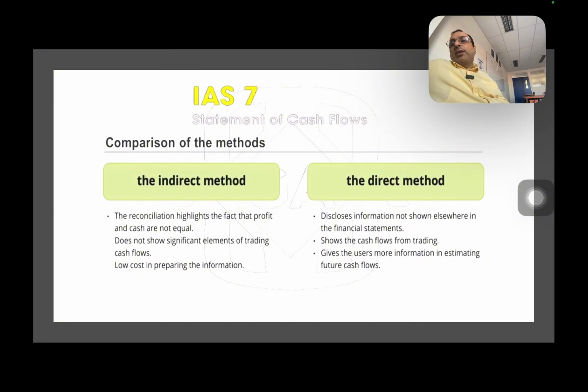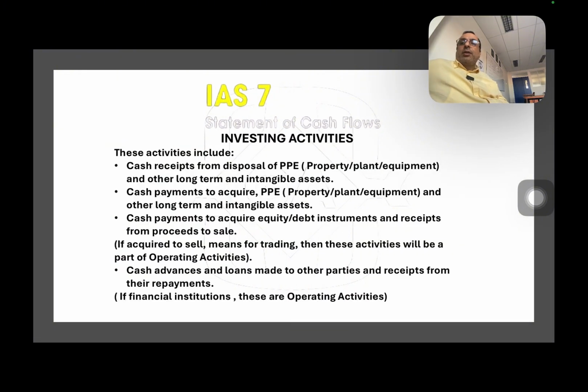But if we come to the direct method, it discloses information not shown elsewhere in the financial statements. That means the statements we have done until now, the statement of profit or loss and the statement of financial position, will not include the information which we show in the direct method. It shows the cash flows from trading, and gives users more information in estimating future cash flows. It is more informative. Now, investing activities, again, you can go through these later.